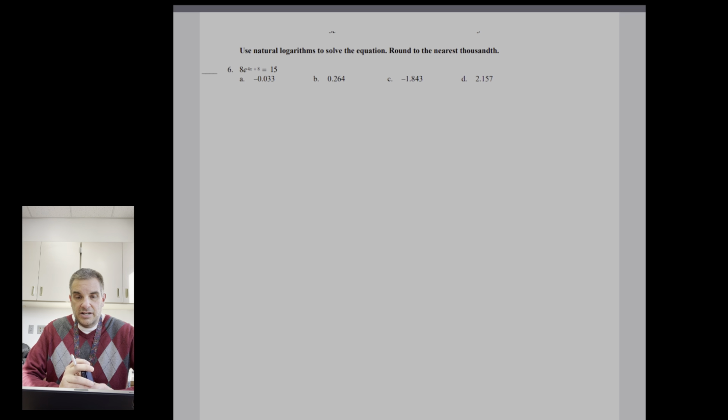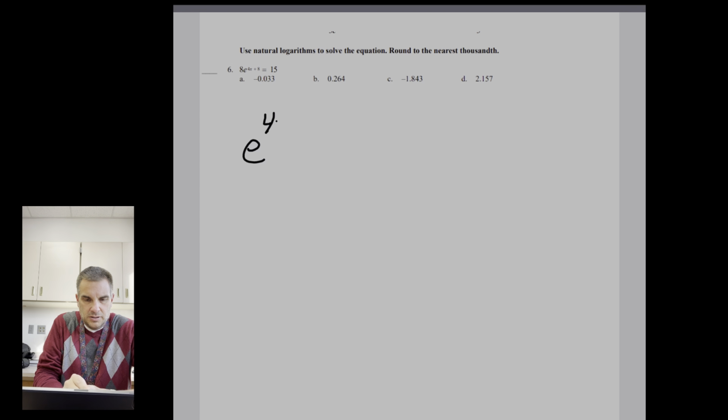Number 6, use natural logarithms to solve this. Okay, so the first thing we want to do is isolate the exponent. So we've got 8e to the 4x plus 8 equals 15. So I'm going to divide by 8. So that gives me e to the 4x plus 8 equals 15/8, and I'm just going to leave it like that.